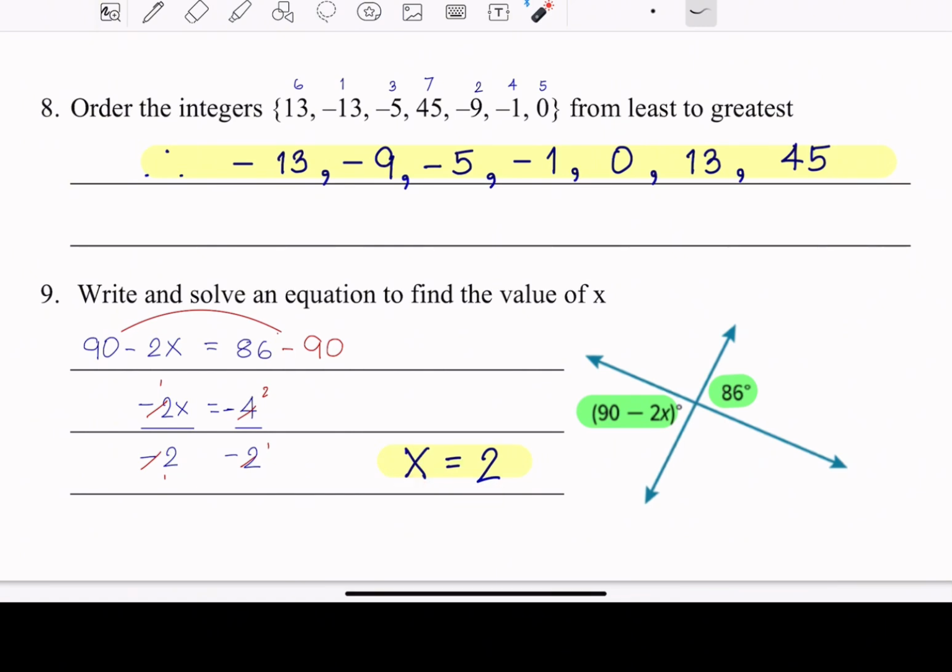If we are going to evaluate that, 2 times your x, that is 2, means 4. So 90 minus 4 is indeed 86. So they should be equal.